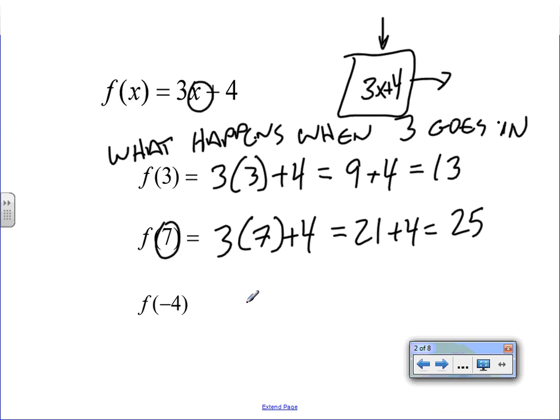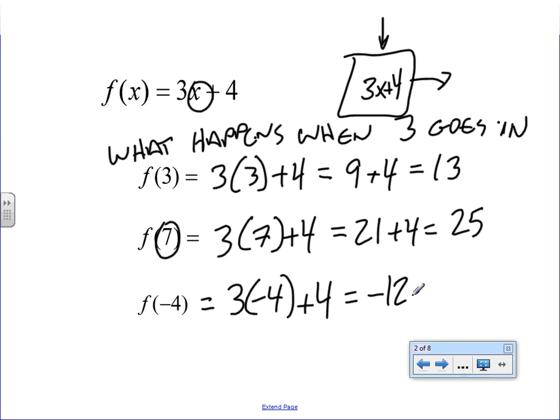And we'll do one more with this. The f of negative 4, still same story. Going to plug negative 4 in for x, plus 4. 3 times negative 4 is negative 12. Plus 4, so where this might get tricky is adding the negative 12 plus the 4. Negative 12 plus 4 is negative 8. Okay? And that's it, evaluating functions.